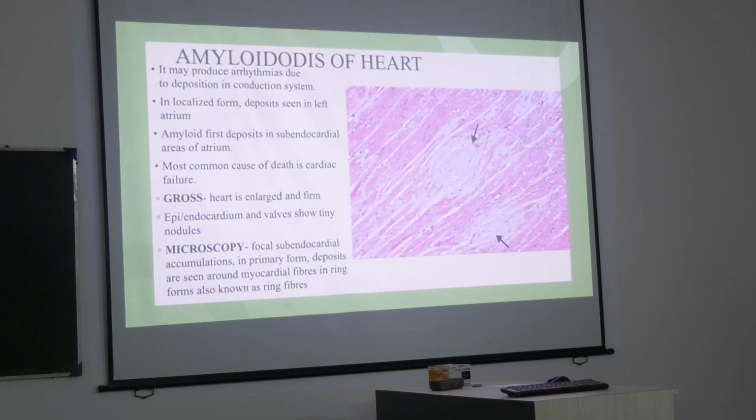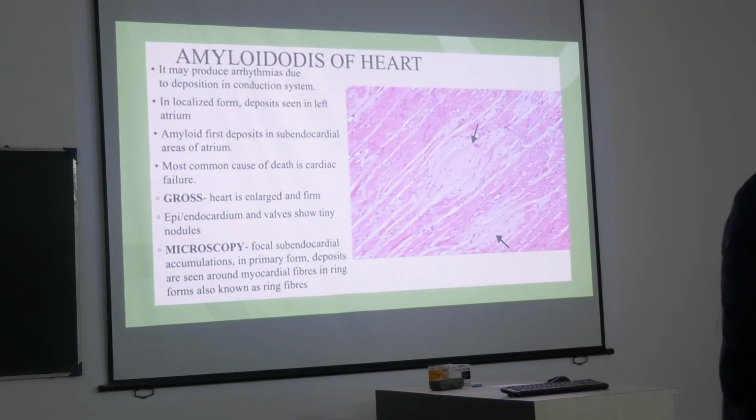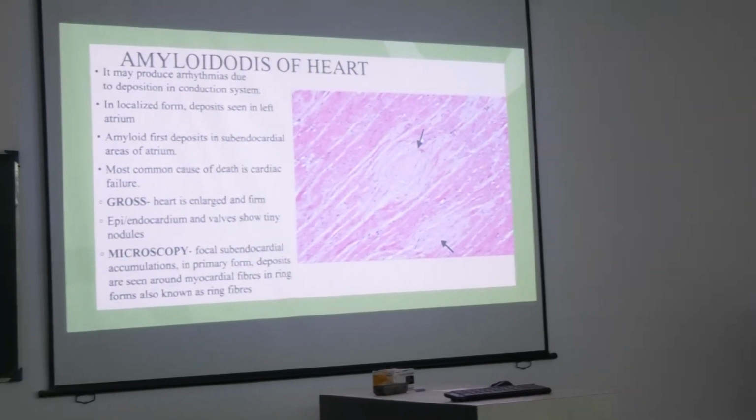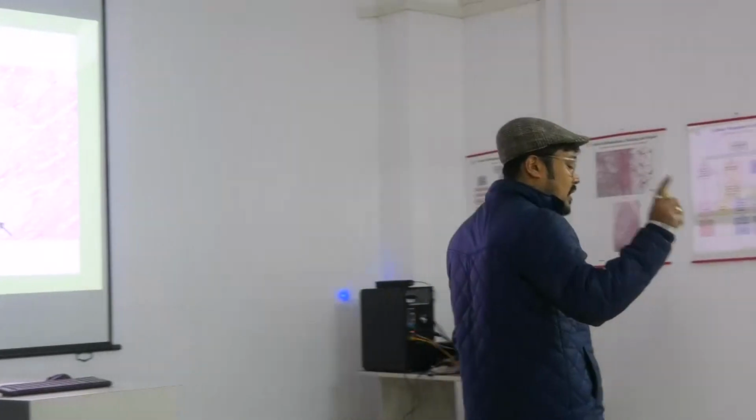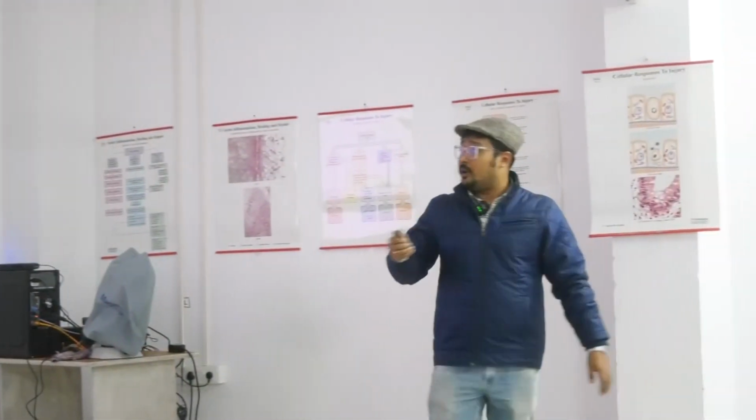There is extracellular deposition of amyloid, an eosinophilic material. Arrhythmia can occur, and I have said why: the conduction system, localized form deposits in the left atrium. Amyloid first deposits in the subendocardium areas of the atrium. So the subendocardium is the first place where the amyloid starts to accumulate, but with the progress of time amyloid deposition increases from endocardium, subendocardium to myocardium and outward to epicardium, okay. So the first place of deposition is the subendocardium.